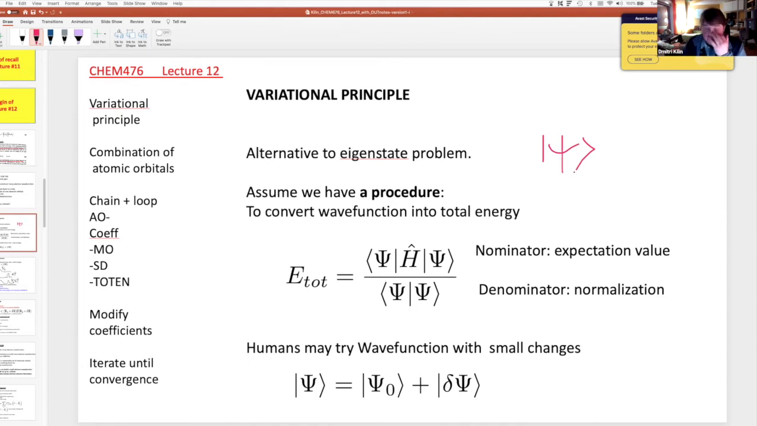Then the energy of the system is computed by the principle of this expectation value. We take bra, we take ket, and we put the total energy operator in between. Total energy, which is sometimes called the Hamiltonian, right?